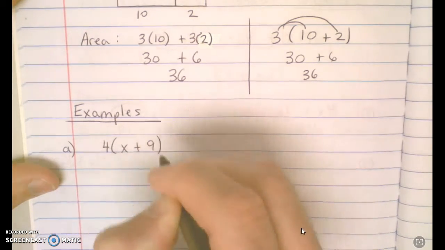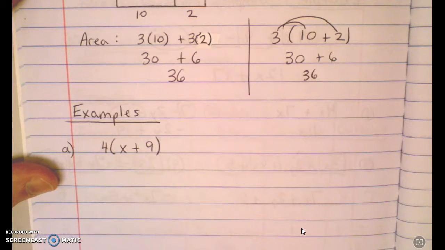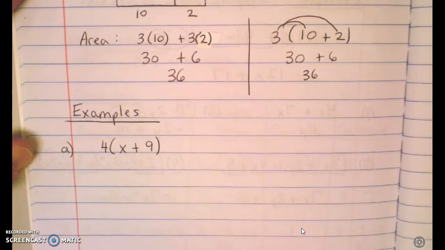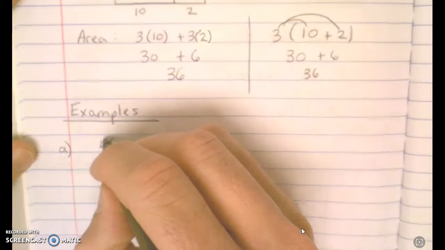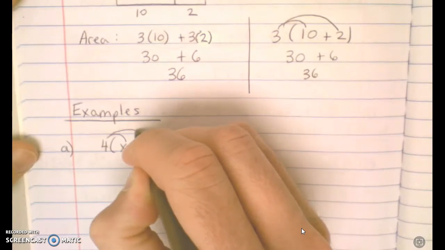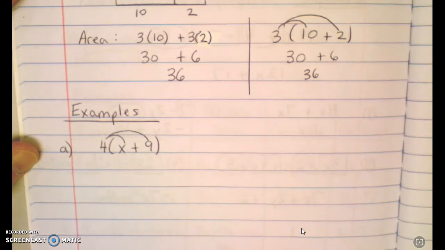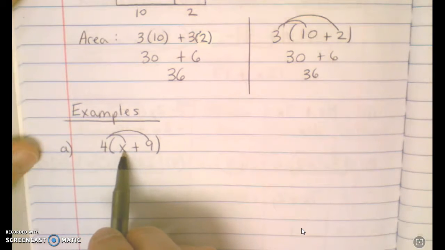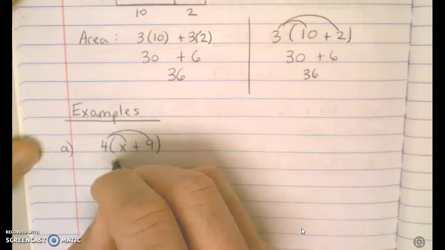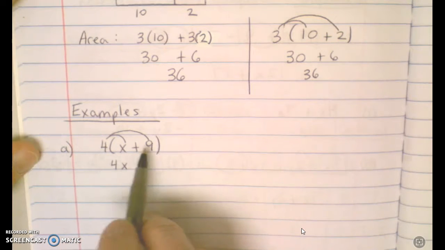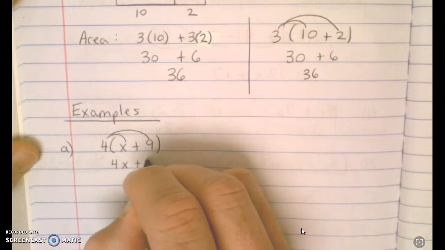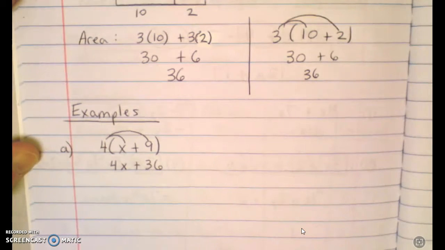Let's say I gave you 4 parentheses x plus 9. So remember, the distributive property states you take this number and you multiply it by both things inside of the parentheses. So I have to take 4 times x, which is 4x, and 4 times 9, which is 36. And then you're done, because we cannot simplify these further. These are not like terms.